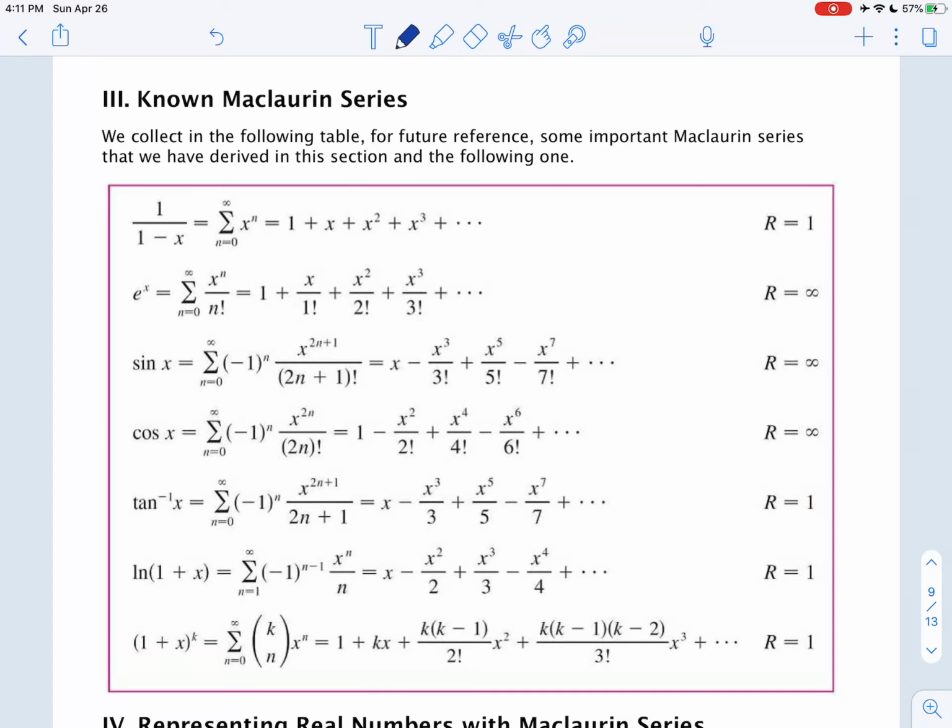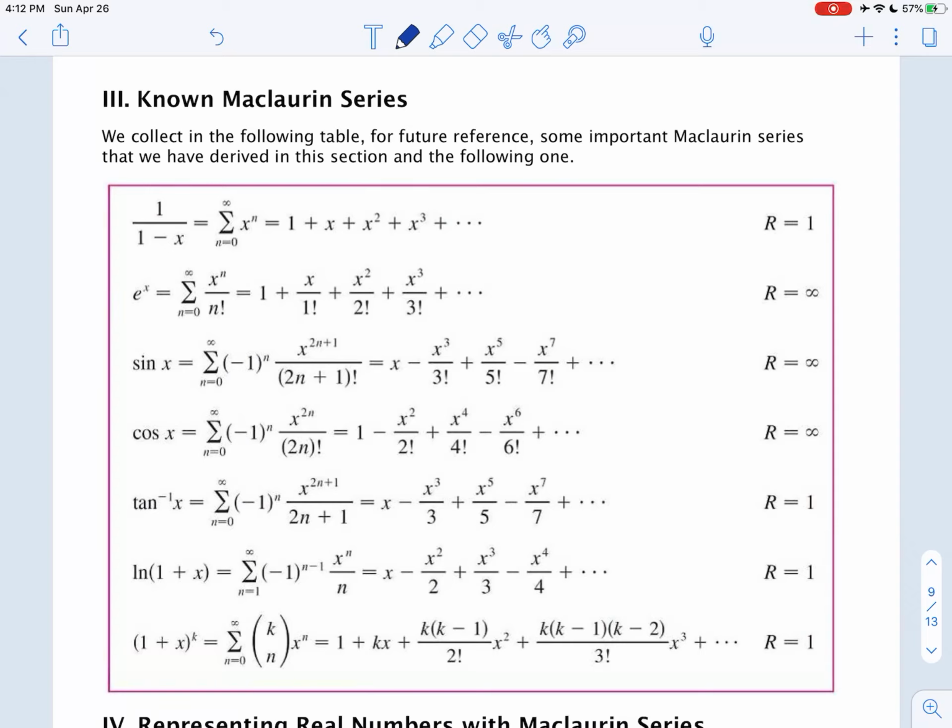Hello again. We're still on Chapter 11, Infinite Series. We're discussing Power Series, Maclaurin Series, and Taylor Series. And over the last couple videos, we have developed a list of known Maclaurin series, and here they are. Now we're going to be doing some algebraic manipulations or taking compositions of functions and using our Maclaurin series to find series for other functions. And so here we go.